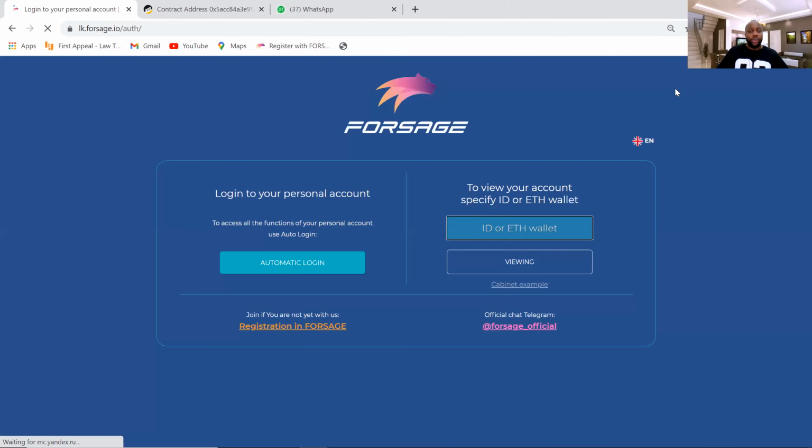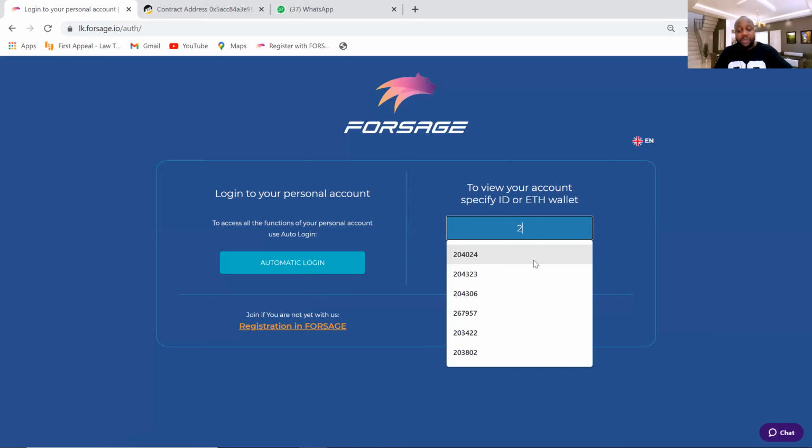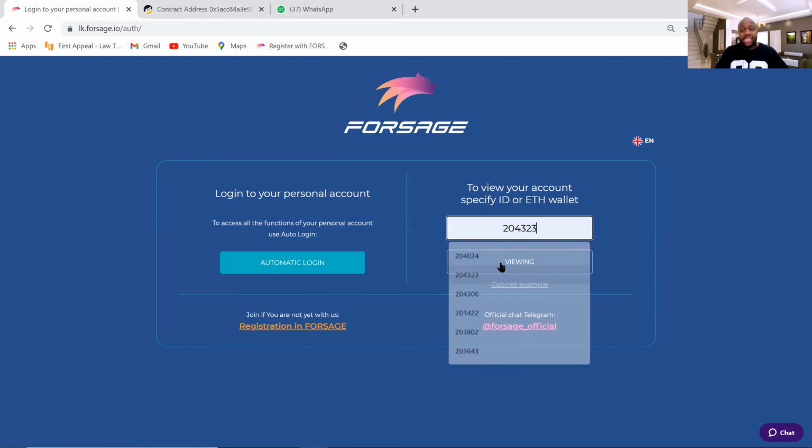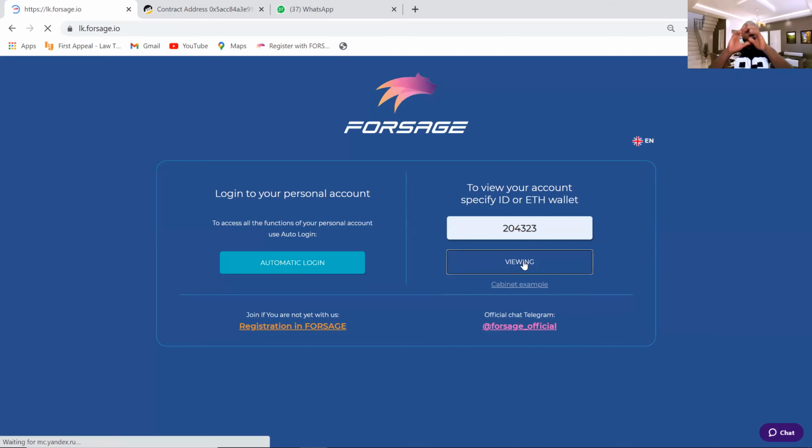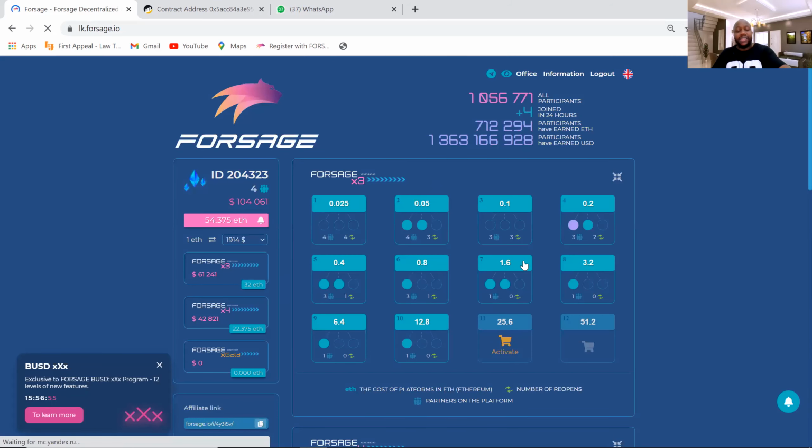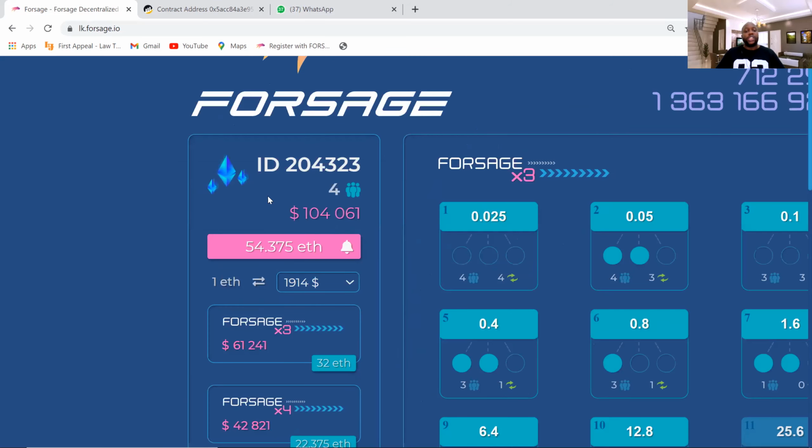You see, let me show you. This one is for my wife. And the best part of Forsage is that you can verify. The code is open. You can verify that it is true that I got 104,000, and I will prove everything in my wallet. You can track all the transactions to see that the money really came from Forsage, and it was 54 Ethereum worth 104,000 US dollars.